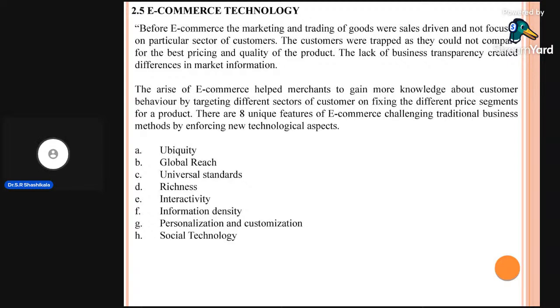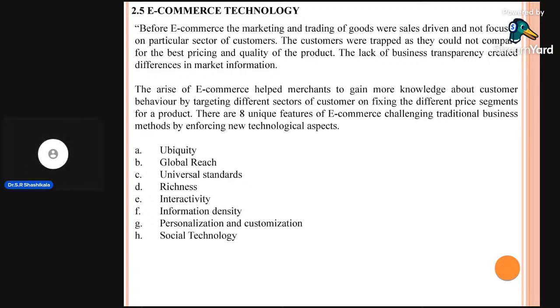Now let us understand the e-commerce technology. To understand the e-commerce technology, we have to understand the 8 unique features of e-commerce, which are challenging the traditional business methods by enforcing the technological aspects. A unique feature represents the features which are specific to e-commerce only, compared to the earlier or the traditional marketing concepts.